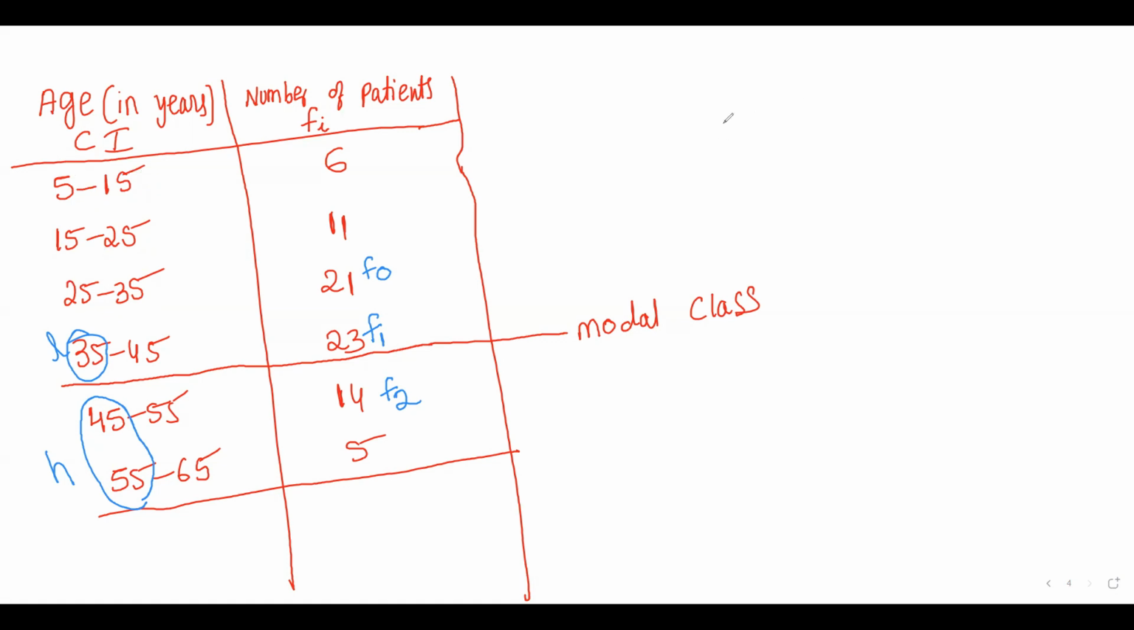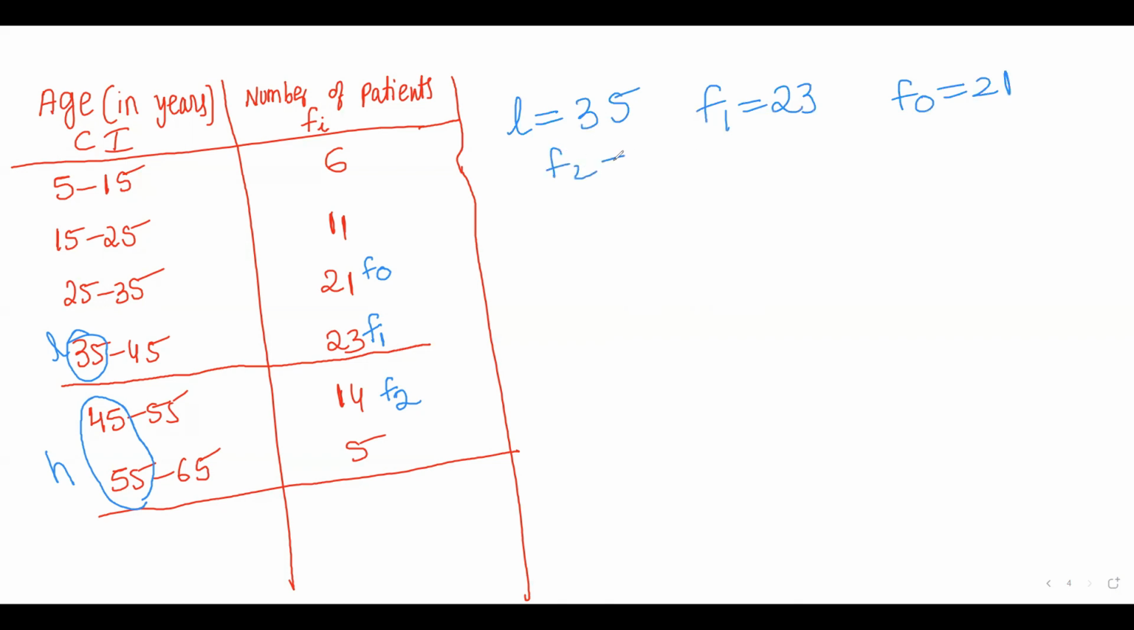Now let us write all the values. I'm erasing this part. This is modal class. So what is L value? L is 35. F1 is 23. F0 is 21. F2 is 14. H is 55 minus 45, 10. Length of the class 10. Any doubt in this? After writing all the values, apply the formula.